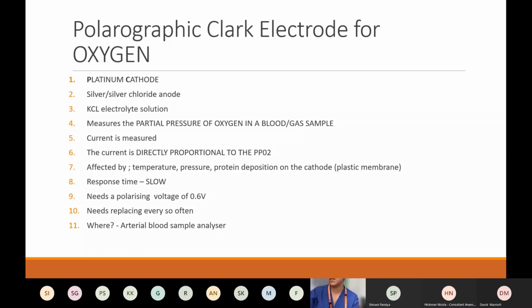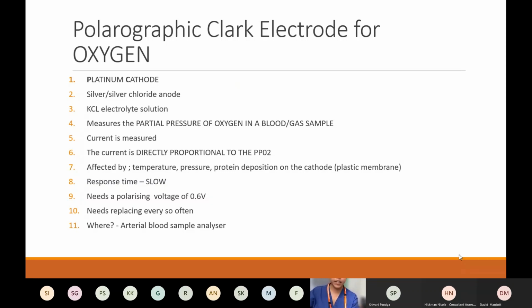And this is important because it will increase your response time. If there is protein deposition, it makes it harder for oxygen to diffuse across. So leading on to that, the response time for this electrode is slow. It can be 20 to 30 seconds. It takes a while. And it also needs a polarizing voltage of 0.6 volts applied across it. And it needs replacing every so often.